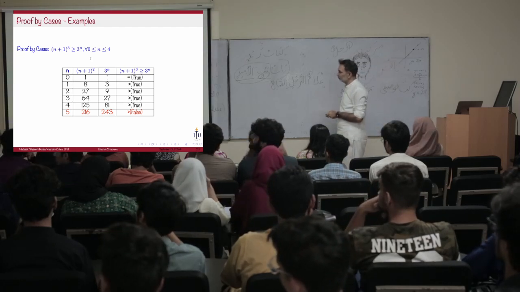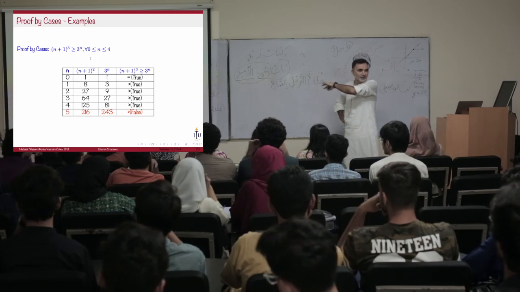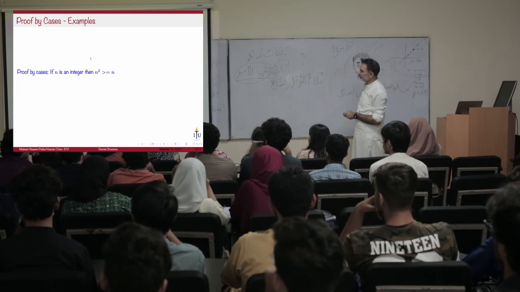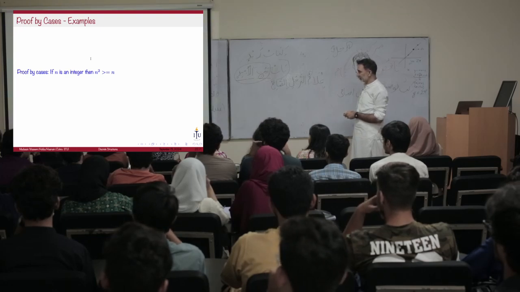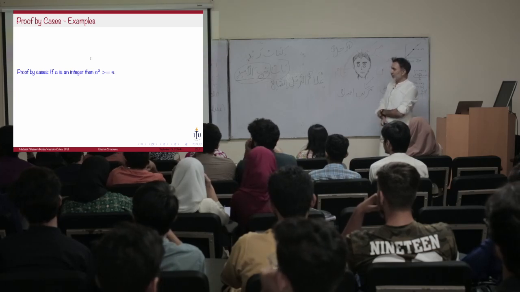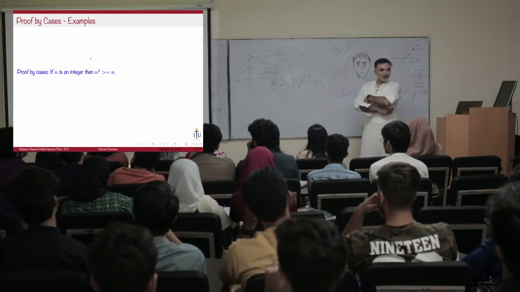Okay, so cool. Is this clear? Proof by case. So if n is an integer, then n squared is at least n. How do we prove this?